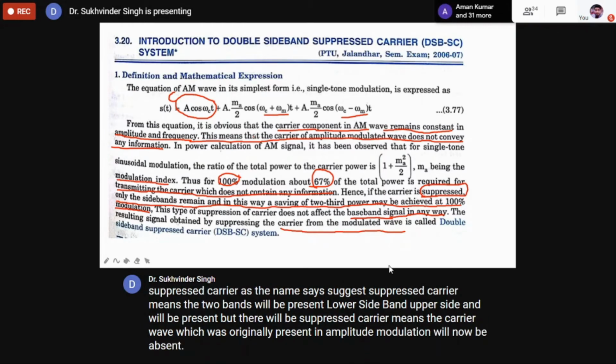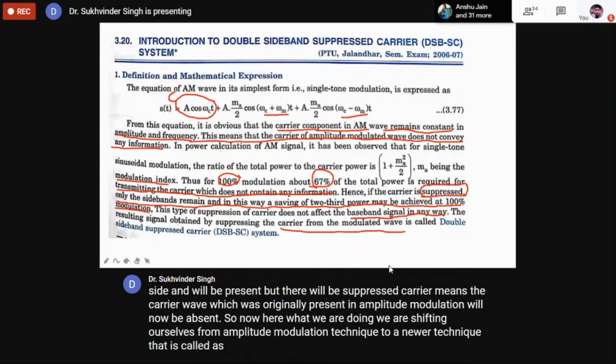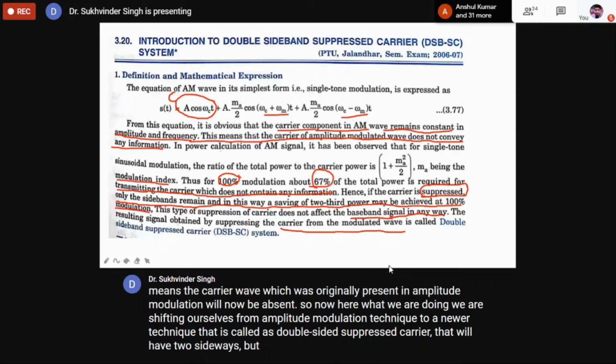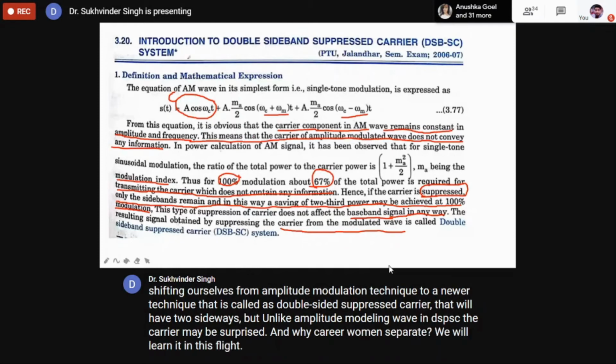So now here what we are doing, we are shifting ourselves from the amplitude modulation technique to a newer technique that is called double sideband suppressed carrier, that will have two sidebands, but unlike the amplitude modulated wave, in DSBSC the carrier wave is suppressed. And why the carrier wave is suppressed, we will learn in this slide. So let us start with the DSBSC equation.